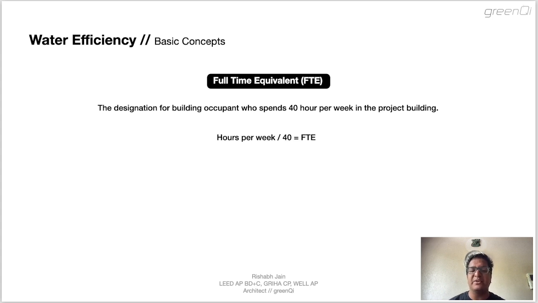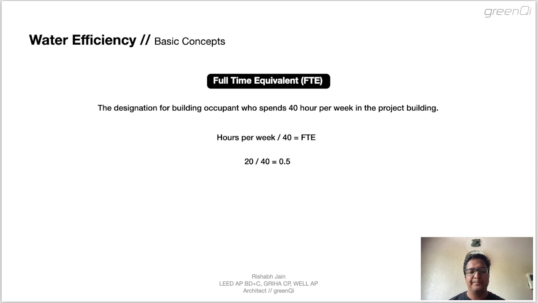That's how much an average full-time employee spends in the office per week. In a corporate office, an employee works 8 hours a day for 5 days a week, which is roughly 40 hours a week. An occupant who is in the building for 8 hours a day receives an FTE of 1, and similarly people working part-time and overtime get the FTE based on hours per week divided by 40.